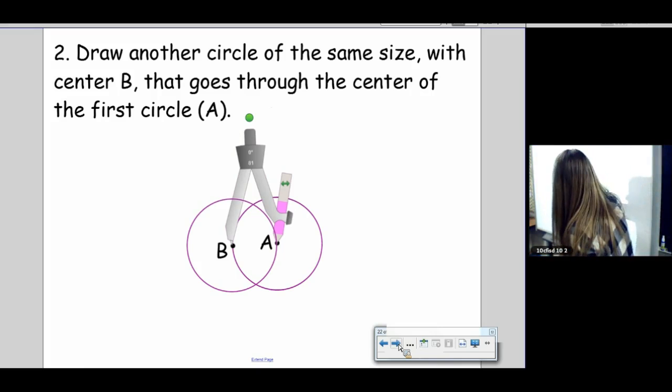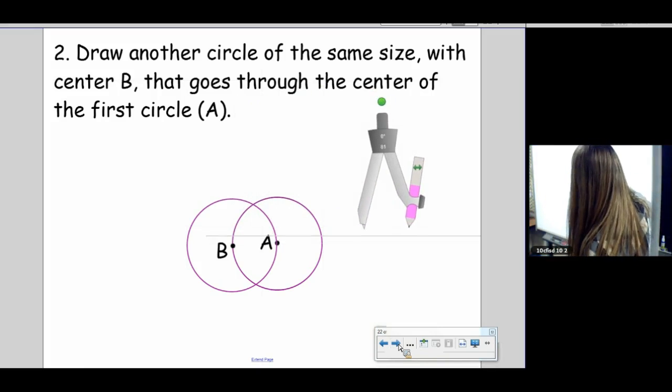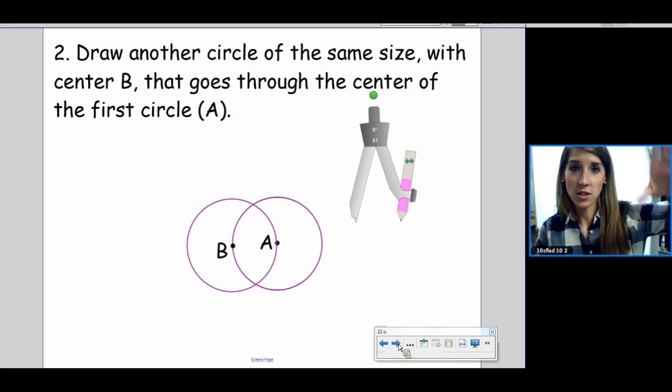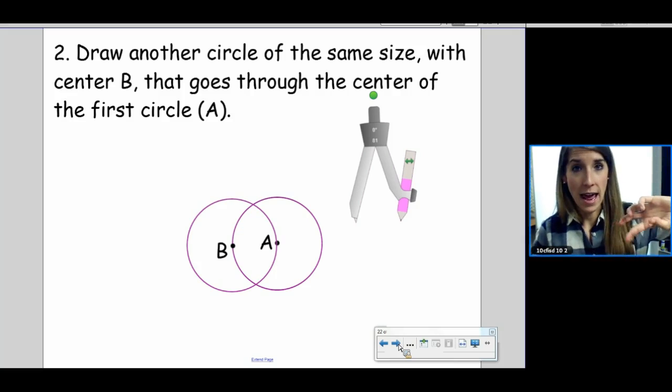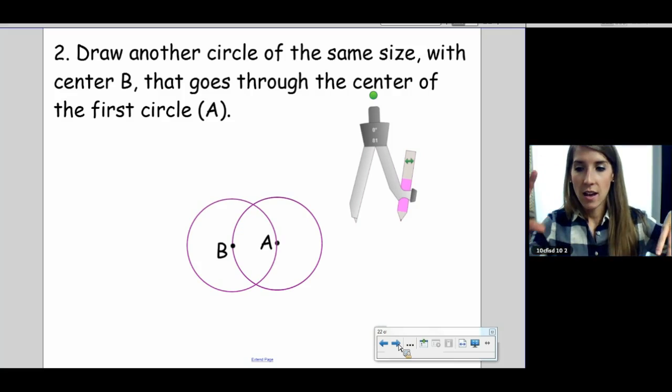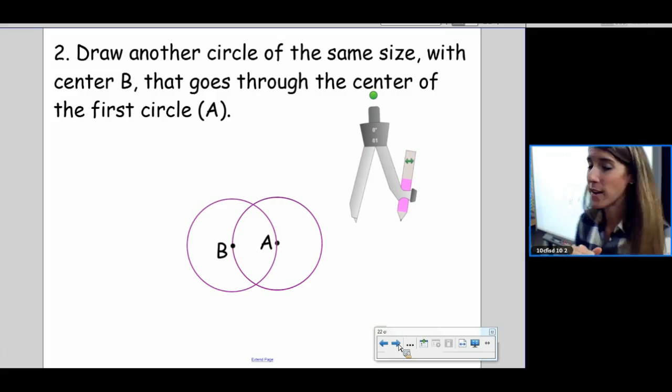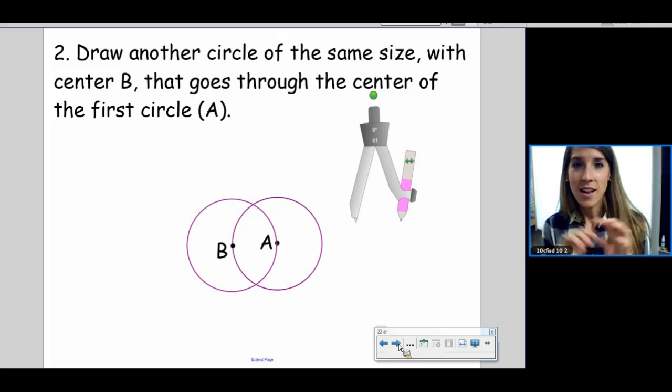And it's hard to see my compass on there. So you want to draw another circle, but you want to make sure that your pencil, when you're drawing your circle, goes through A. What this is ensuring, if you notice, is that circle A and circle B are congruent circles, so they have the same radii. So we're making sure that all of our sides of the triangle are the same. So we're really just drawing two intersecting circles. They just intersect each other's center.